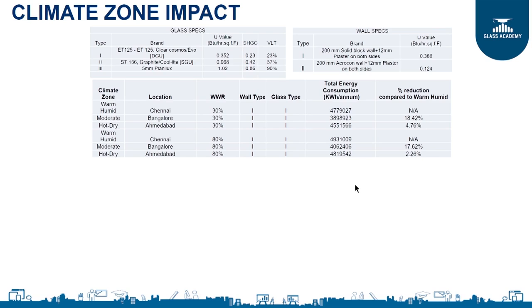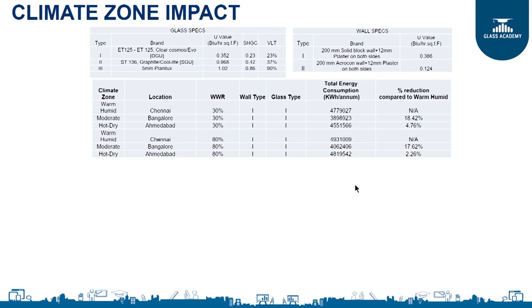So if you look at this slide, the next slide is talking about the climate zone impact. So what if I keep all the glass and the wall the same and just alter the climate zone? So here you can see, if I keep every parameter the same and simply change only the climate zone, everything else about the building is the same. So then what is the performance? How do you see the energy performance?